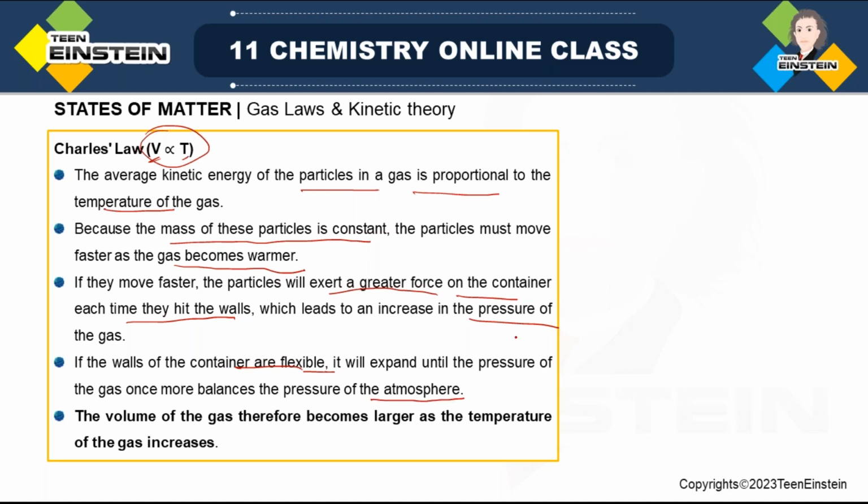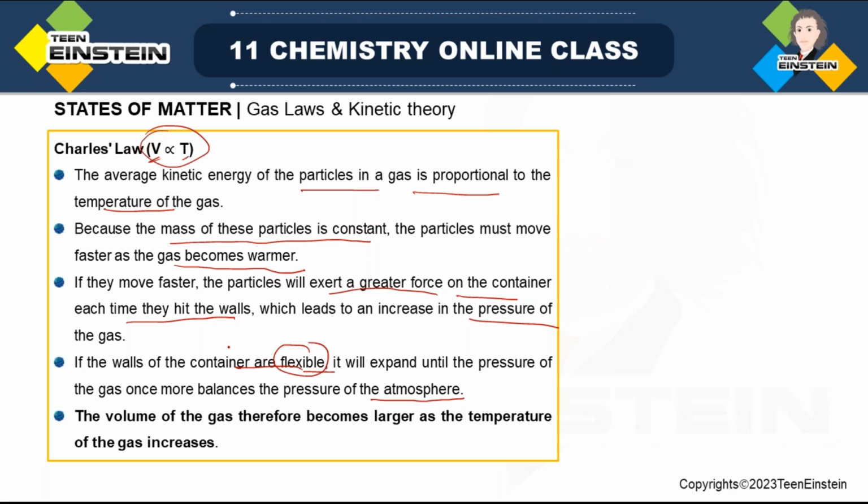Because the outside pressure is fixed. Under fixed pressure, we are comparing V and T. But whenever you are increasing temperature, there will be a tendency for the pressure to increase. But that should not be; we cannot increase the pressure. So to balance that, to nullify that effect, the container, because of its flexible nature, will now expand.